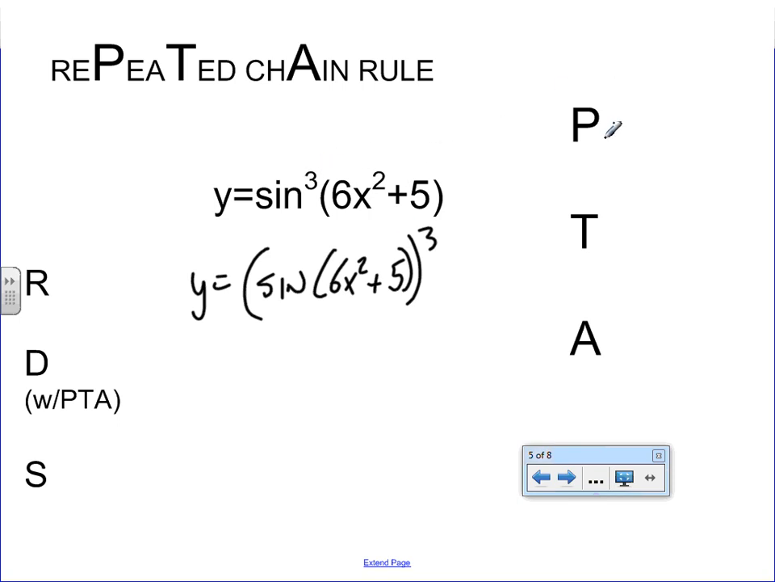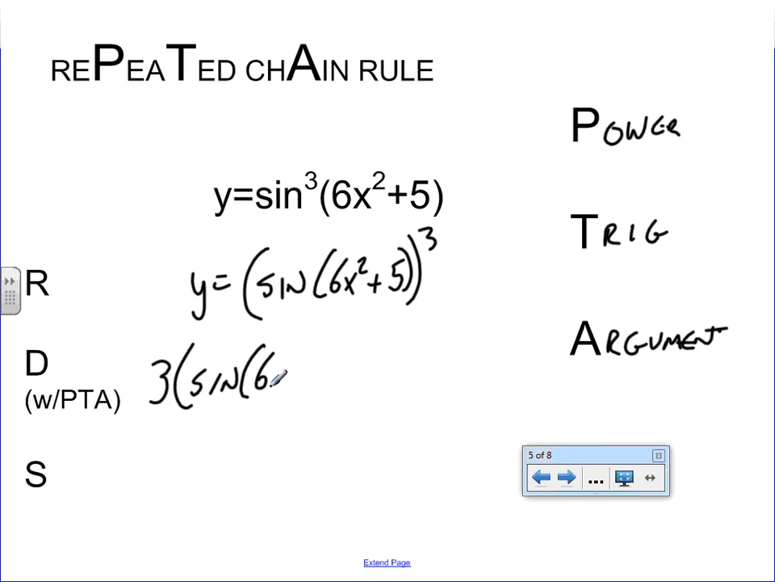PTA, in addition to being a delightful organization that fed us an excellent dinner before the open house, in this case stands for power, trig, argument. When we're dealing with something like this, we end up doing 3 derivatives. First we do the derivative of the power. The derivative of something cubed is 3 something squared. So I've taken the derivative of the power.